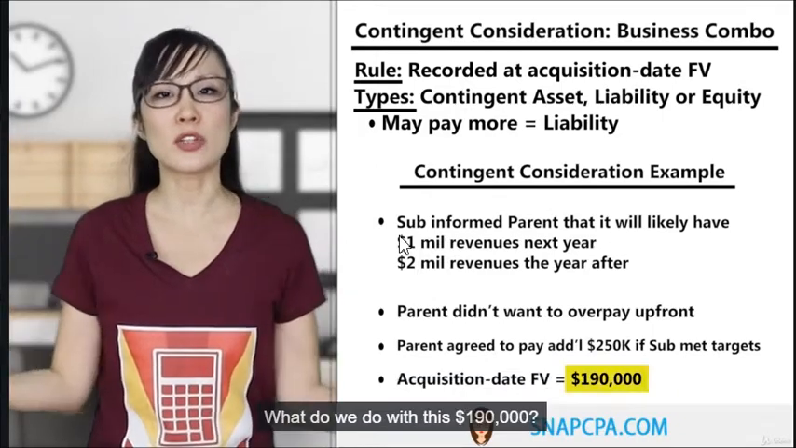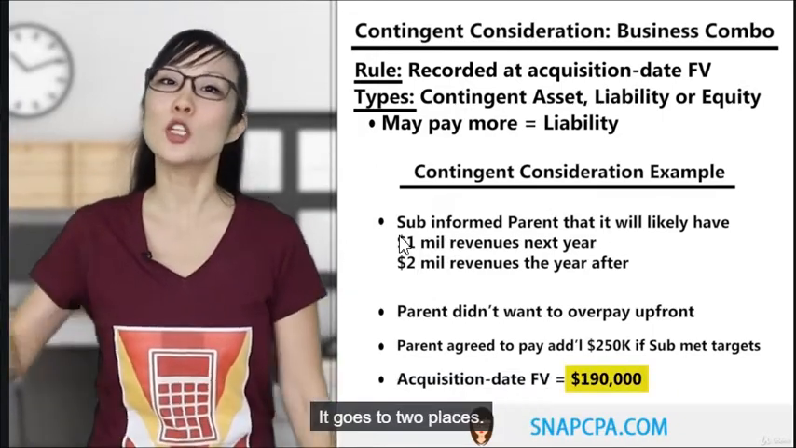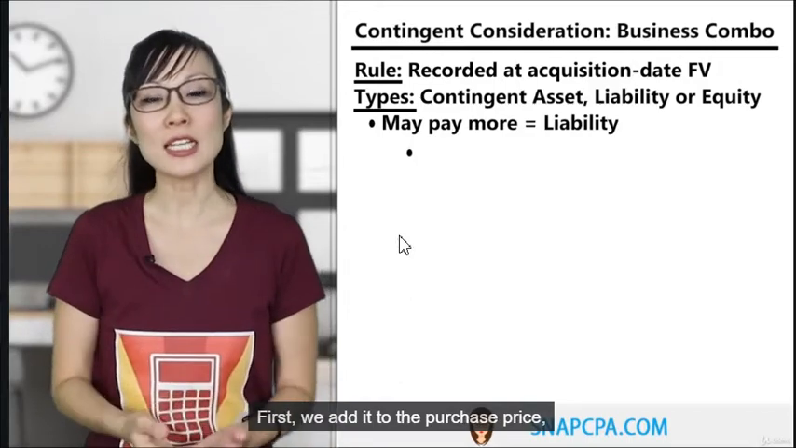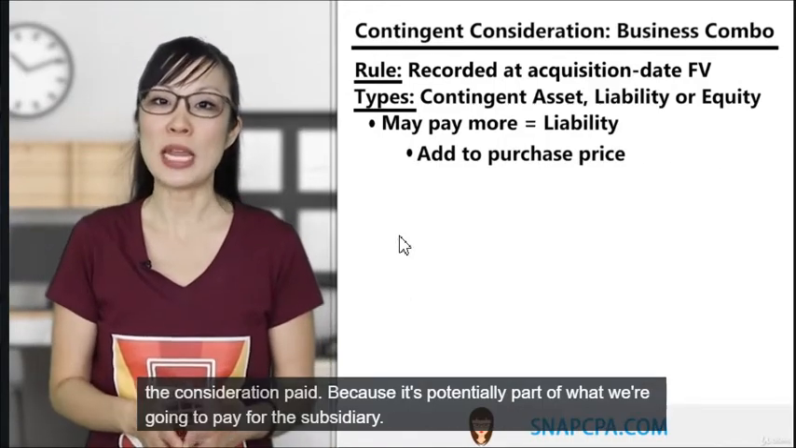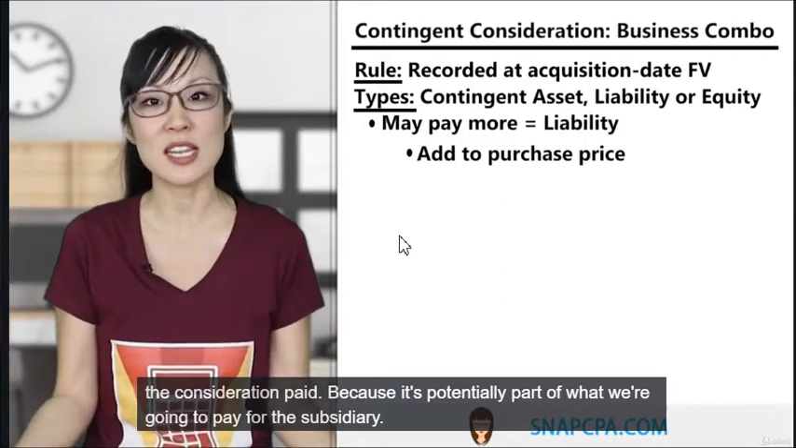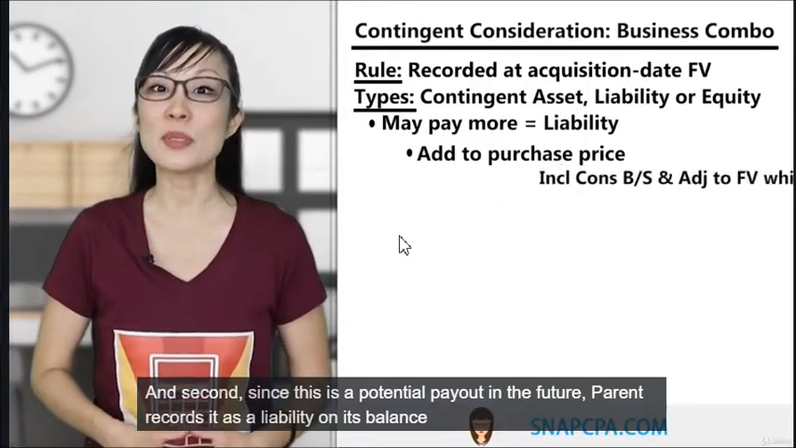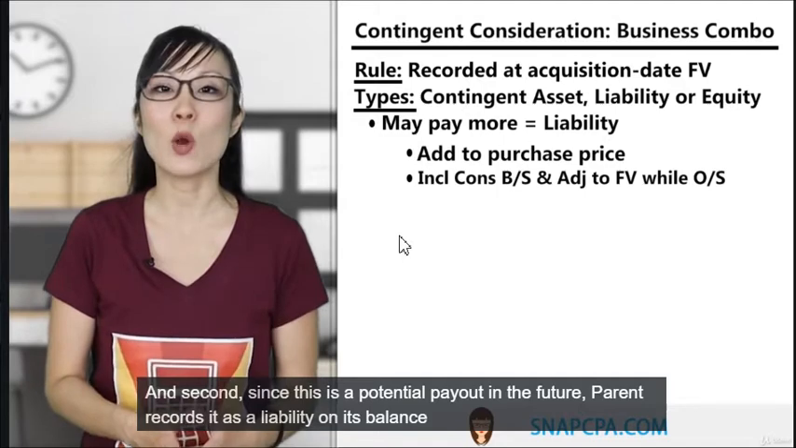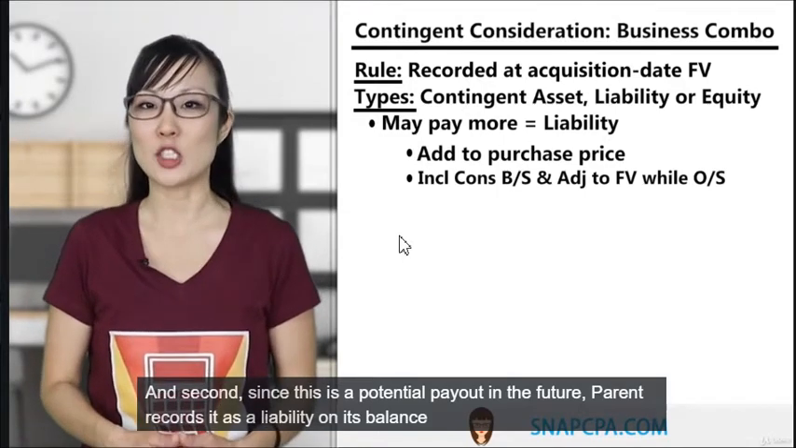What do we do with this $190,000? It goes to two places. First, we add it to the purchase price, the consideration paid, because it's potentially part of what we're going to pay for the subsidiary. And second, since this is a potential payout in the future, parent records it as a liability on its balance sheet.